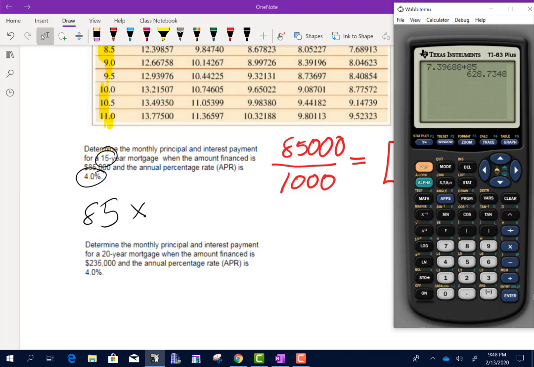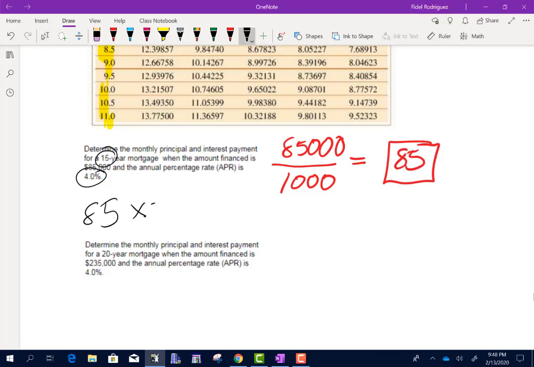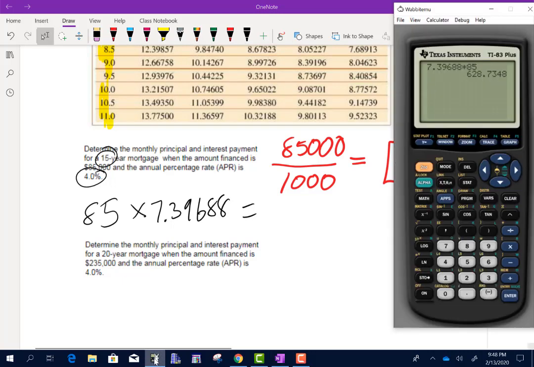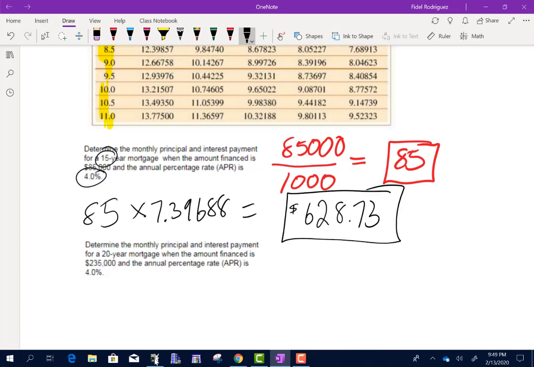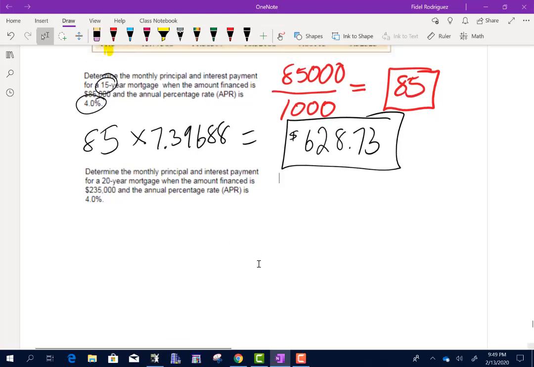So when we multiply by the 7.39688, we came up with, I want to say it was 600 and something, $628.73. This is their monthly mortgage payment. It's that easy. It's really just using that table. Okay, let's try the next one.